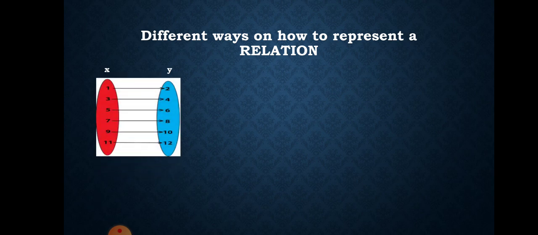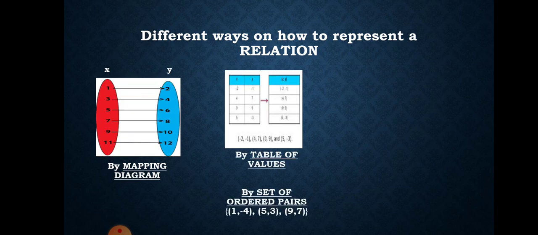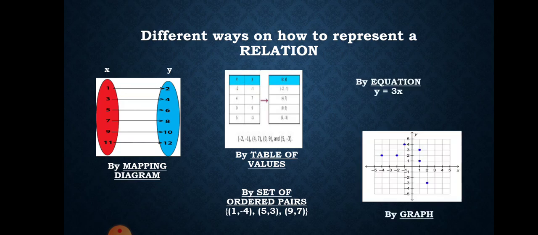These are the different ways on how to represent a relation. Unang-una, by mapping diagram. Pangalawa, by table of values and by set of ordered pairs. Meron din namang by equation. At syempre, meron din pong by graph. Yan po ang 5 different ways on how to represent a relation.